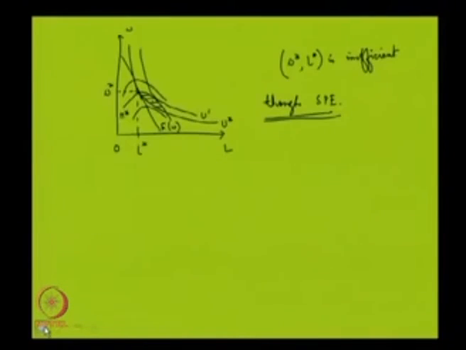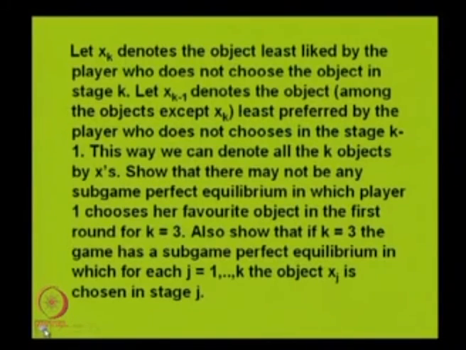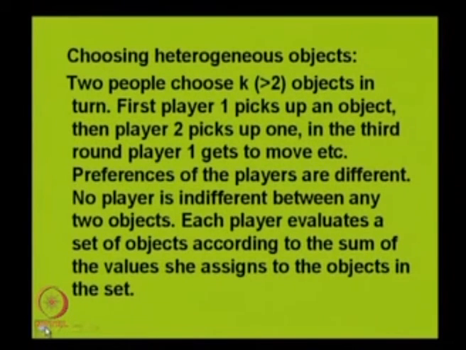Let me take another exercise and then we shall close this lecture. This is the exercise of heterogeneous objects. Let me just describe the game, maybe we will not have time to finish this exercise. Two people choose k, which is greater than two, objects in turn. First, player 1 picks up an object, then player 2 picks up one. In the third round, player 1 gets to move, etc.